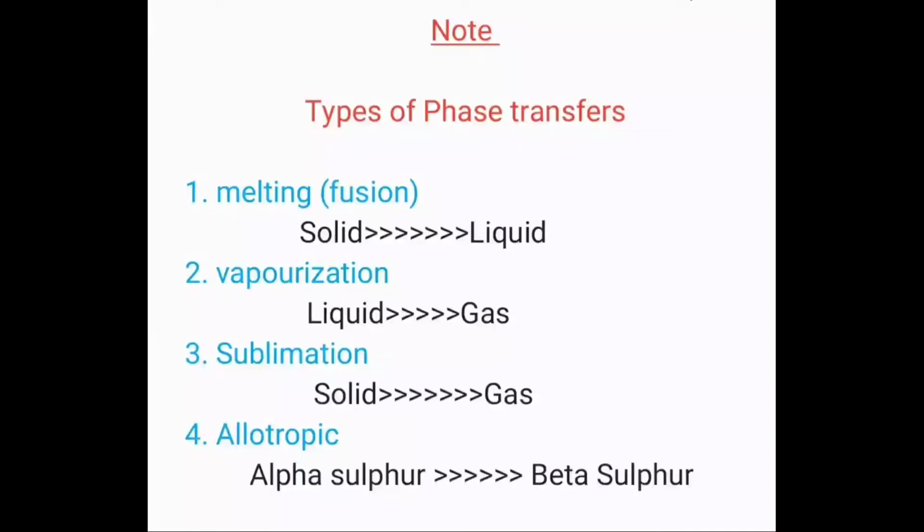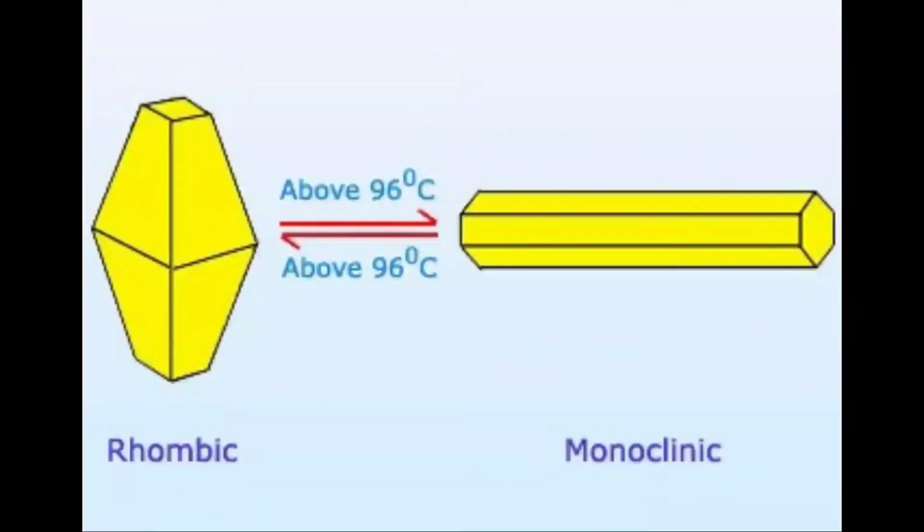Both alpha sulfur and beta sulfur are solid phase, but the structure of their crystals is different. Alpha sulfur structure is octahedral shape and beta sulfur shape is prismatic. So this is the shape of both crystals. One is a rhombic crystal, another is a monoclinic crystal of sulfur. So both are crystalline structures of sulfur.